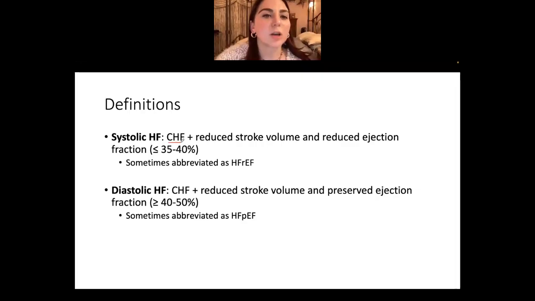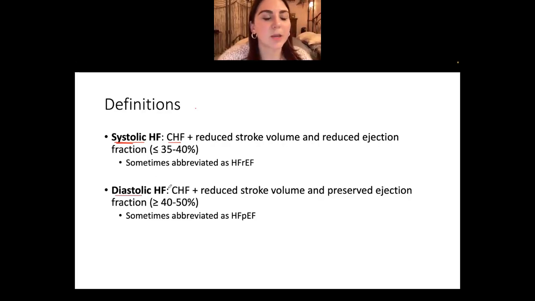Systolic heart failure is going to be CHF, so you're going to have that cardiogenic shock, that decreased meeting of the needs of the tissues. You're also going to have a reduced stroke volume and reduced ejection fraction. Usually they say anything less than about 35 to 40% is considered systolic heart failure. Again, it's a systolic problem, a problem with the physical pumping out of blood, so that's your reduced stroke volume and reduced ejection fraction.